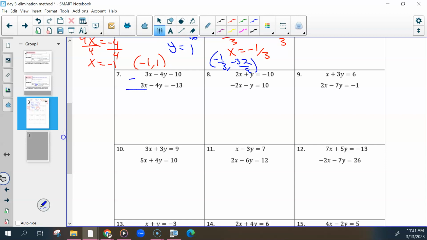Subtraction. So when we do that, 3x minus 3x gives us 0. The negative 4y minus a negative 4y is also 0. Negative 10 minus negative 13 would be what? What would that be if we have negative 10 minus negative 13?